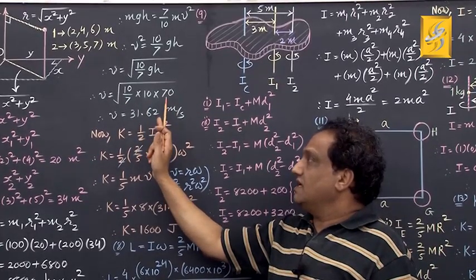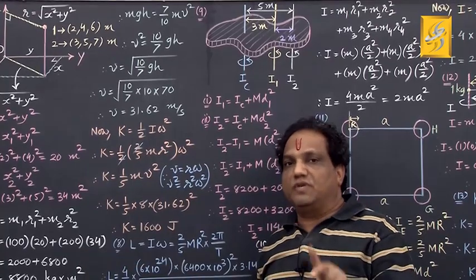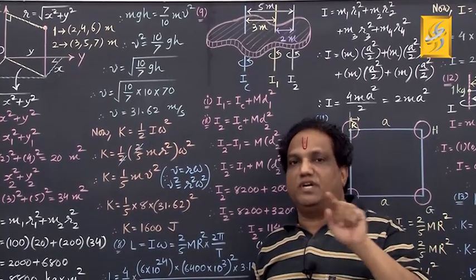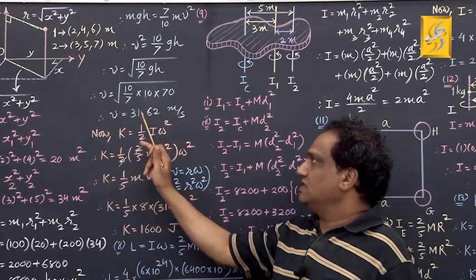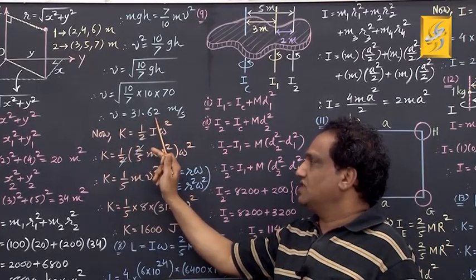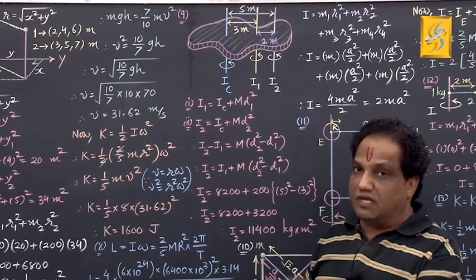Or you may simplify from here. 70 upon 7 is 10. 10 into 10 into 10 is 1000. 1000 means 100 into 10. Its square root will be 10 root 10. That value is exactly this much, 31.62 meter per second. They also asked about rotational kinetic energy.